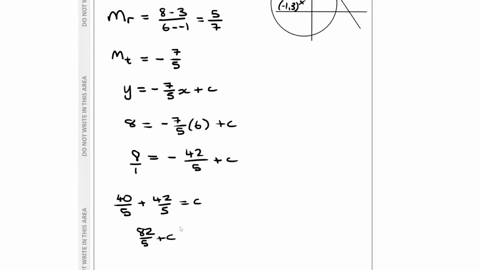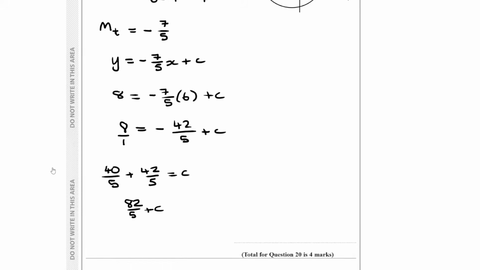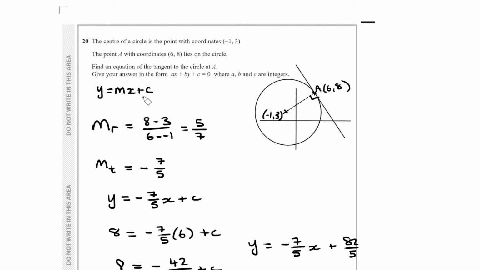I guess you could use decimals if you wanted. I don't really want to, so that's why I've used fractions, but I'm just going to leave it like that now. So let's rewrite it. We've got y equals negative 7 over 5 x plus 82 over 5. Now, that is the tangent, but remember to double check what format they want it in.